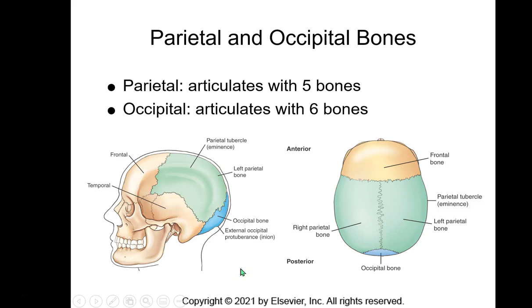Each parietal bone articulates with 5 different cranial bones. So the frontal, of course, the occipital, the sphenoid, which you can see here. See this articulation here, and then the opposite parietal. So the right parietal articulates with the left parietal, and that is counted as an articulation. So each parietal articulates with 5 different cranial bones.